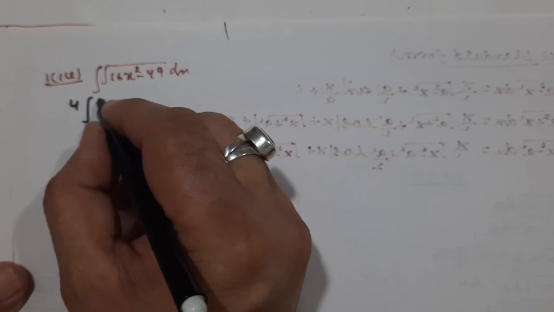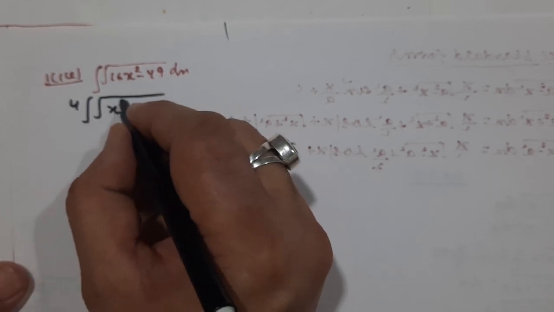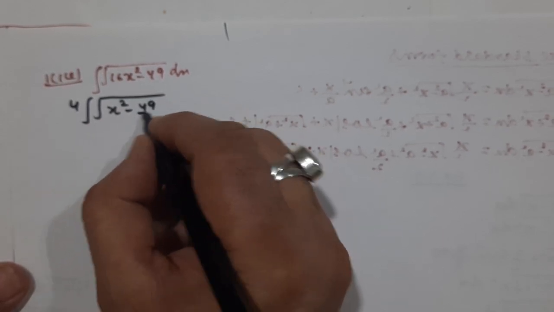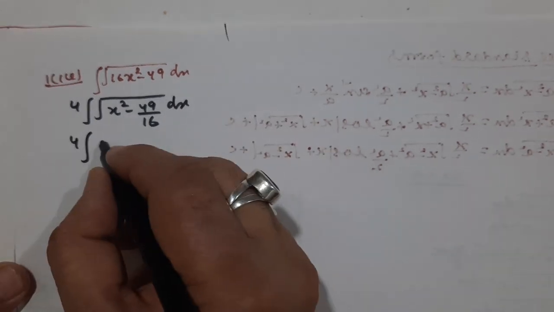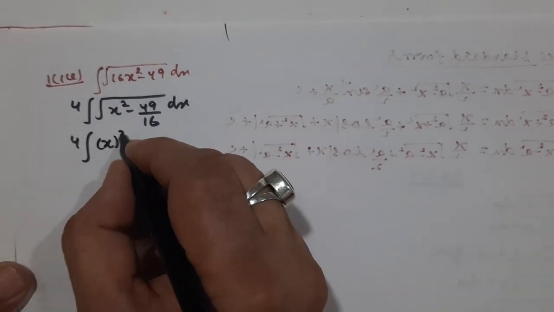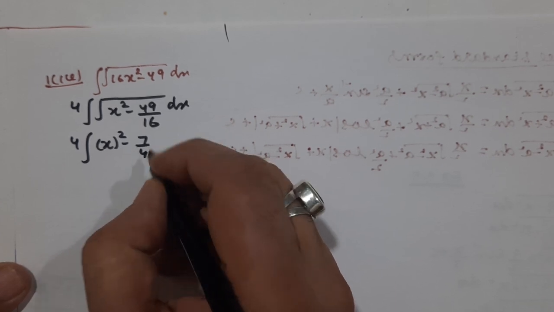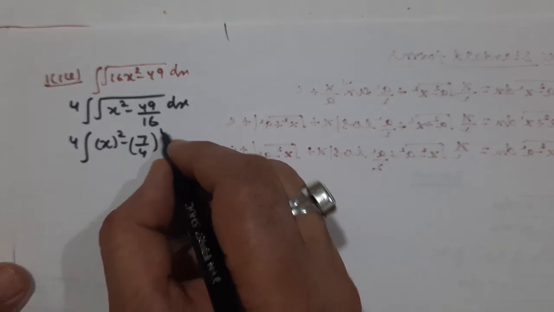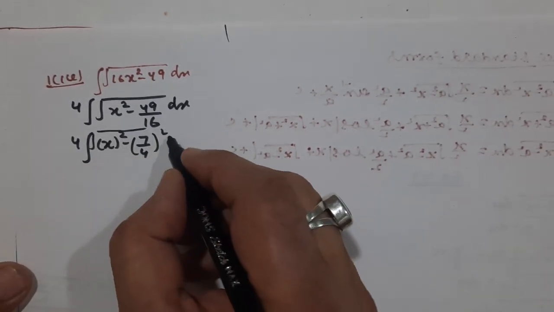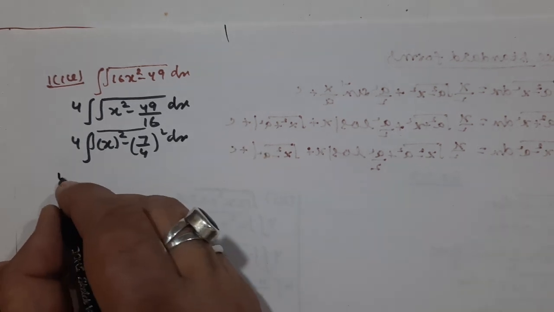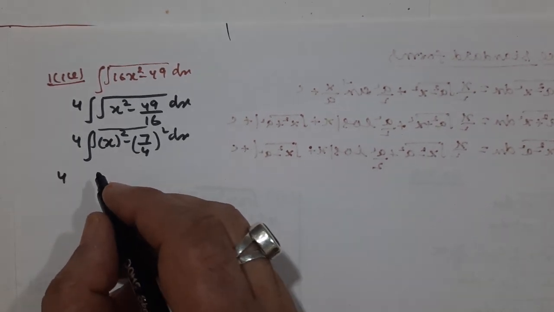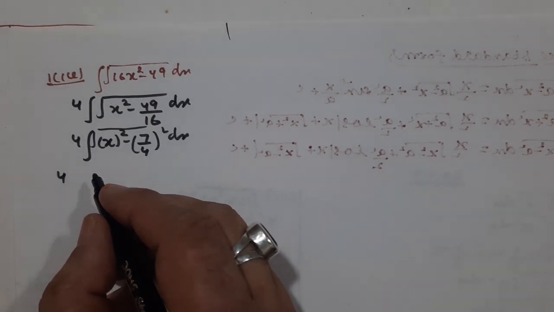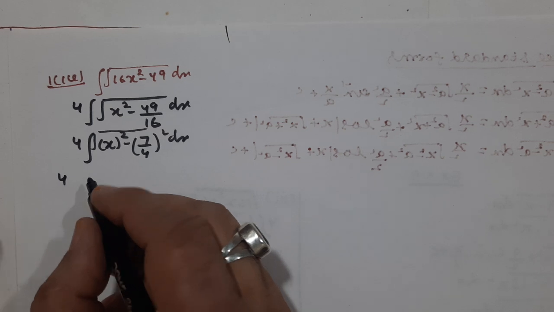So we get 4 under root x square minus 49 by 16 dx, or we get x whole square minus of 7 by 4 whole square under the root dx. Now using the formula under root x square minus a square. So students, the formula is under root x square minus a square. This is the third type.